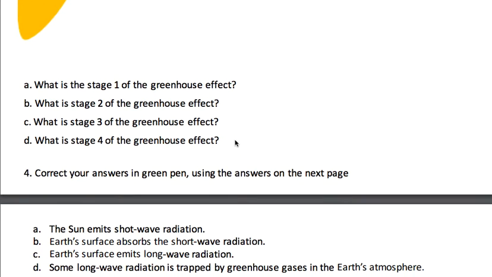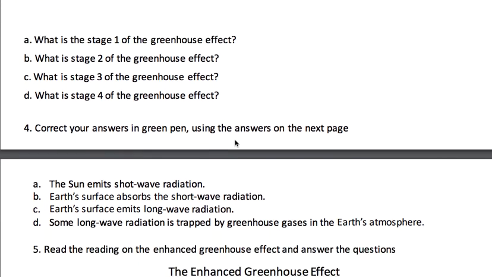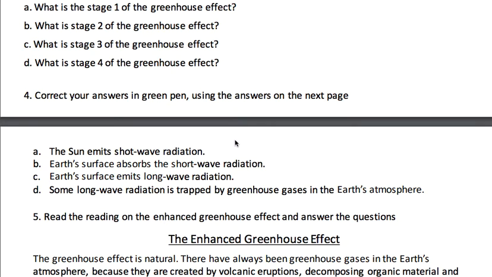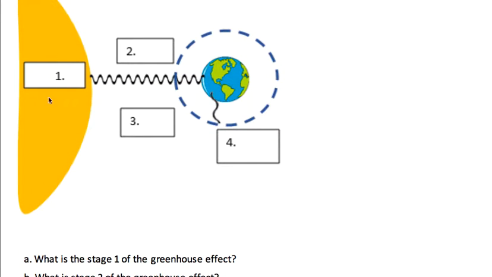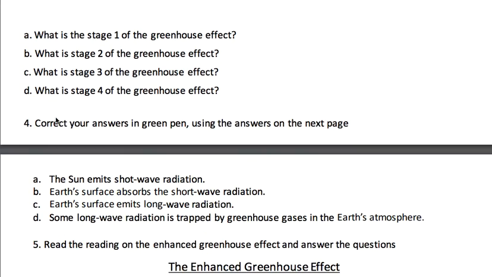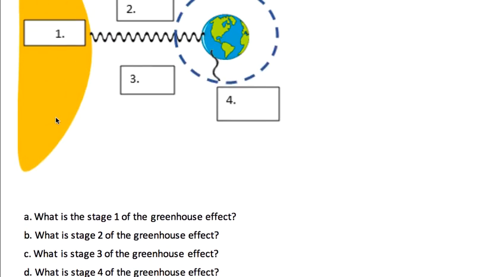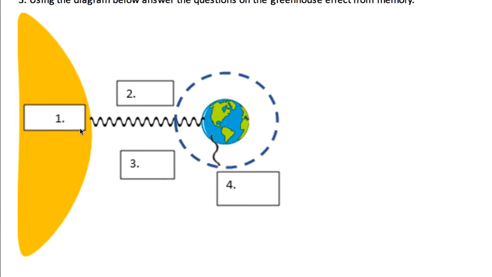Okay, stage 4. Correct your answers in green pen using the answers on the next page. A. The sun emits short-wave radiation. The first step is that short-wave radiation coming from the sun. Then the Earth's surface absorbs the short-wave radiation. So short-wave radiation comes from the sun, it travels all the way to Earth, and then it gets absorbed, it gets taken in by the Earth's surface.